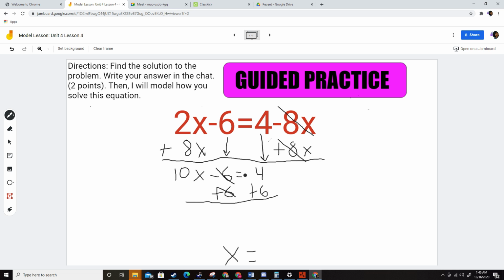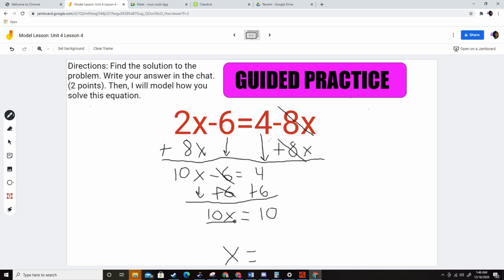So let's simplify. I got 4 plus 6. 4 plus 6 gives me 10, and that is equal to what's left over here. What's left over here is only the 10x. So I have 10x equals 10. Now, we've got to get x by itself.